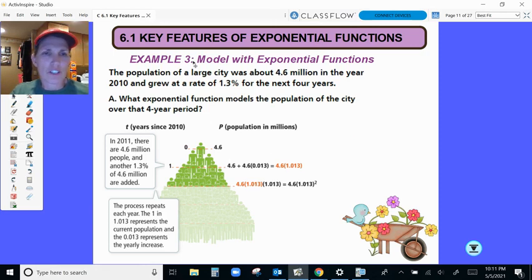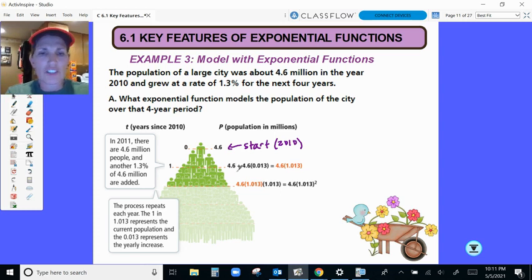All right, so first of all, just taking a look at what this all is. Here's a situation. The population of a large city is about 4.6 million in the year 2010. It grew at a rate of 1.3% for the next 4 years. What exponential function models the population of the city over that 4-year period? Well, first of all, at year 0 or 2010, we start at 4.6. So this is my starting point right here, in year 2010.